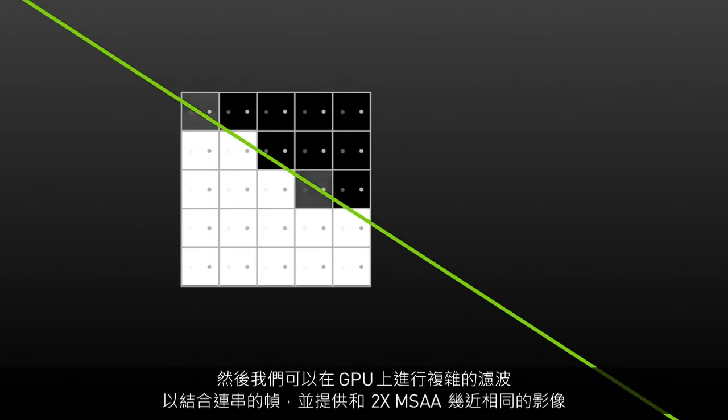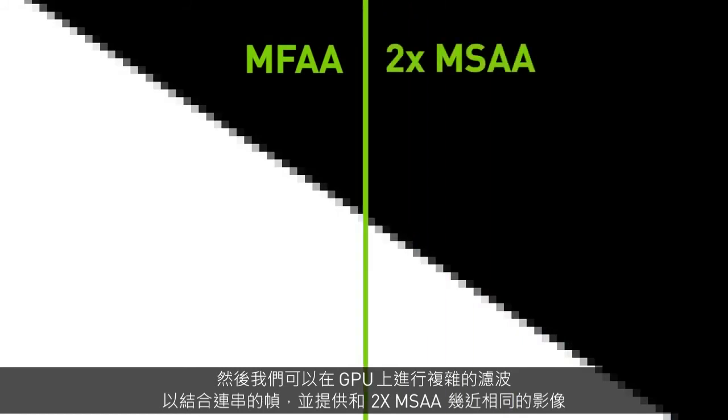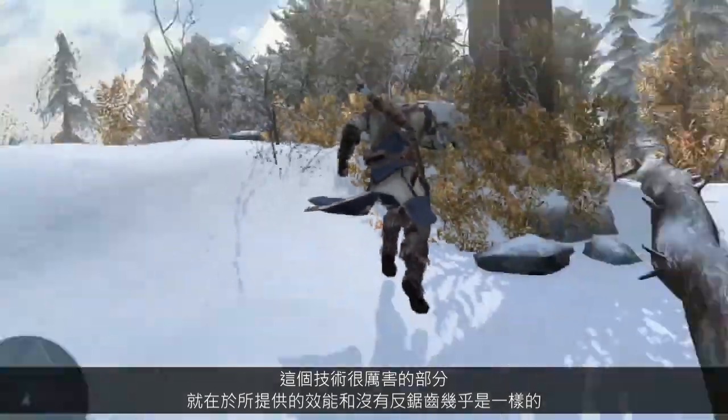We can then run a sophisticated filter on the GPU to combine the series of frames and deliver an image that's nearly identical to 2x MSAA. The great part about this tech, though, is that the delivered performance is nearly identical to no AA.